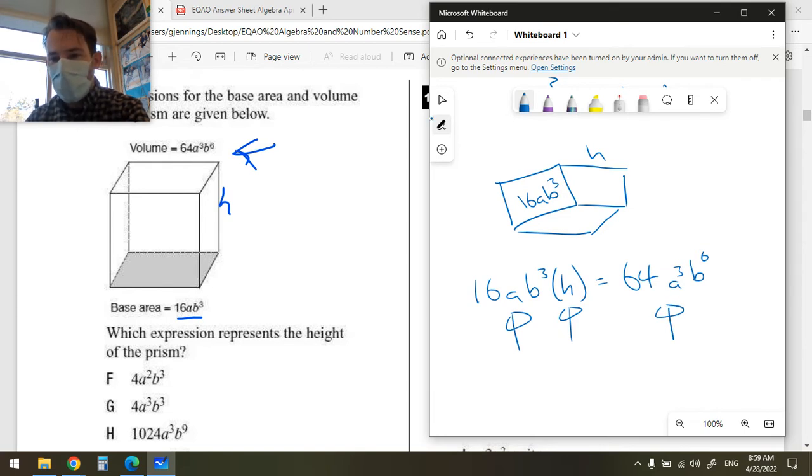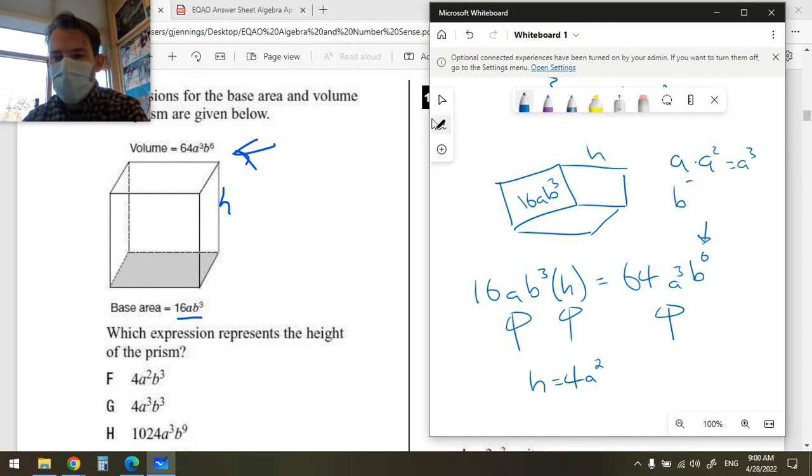16 times 4 happens to be 64. So I know that h has a 4 in it. A times a squared will give me a cubed. Hold on to your hats, people. A multiplied by a squared equals a cubed. Okay, so I know that h must have an a squared in it. And b cubed multiplied by b cubed will give me b to the 6.